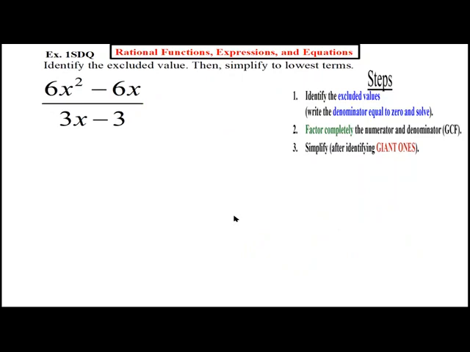Copy this one. 6x squared minus 6x over 3x minus 3. Example 1, super duper Q. Once again, we're still doing excluded value and simplifying to lowest terms. Now this one, since we already did a couple of practices, you should be able to do completely. I'll give you a head start. A couple of minutes. Ready? Go.